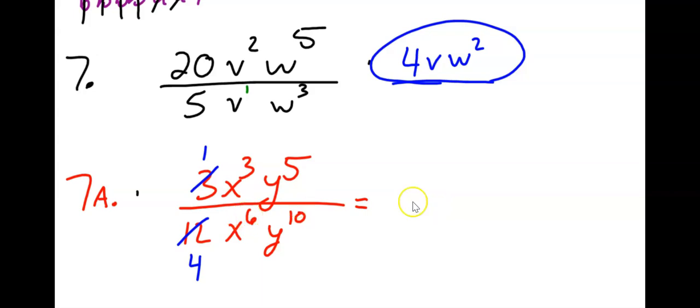And again, the bigger exponent's on the bottom, so that's going to put the x to the 3rd on the bottom. If you subtract the y's, it's 10 and 5. So these are the 5, but again, the bigger exponent's on the bottom, so you put the y to the 5th on the bottom. And the 4 was also down here.